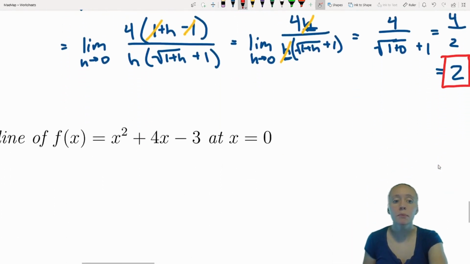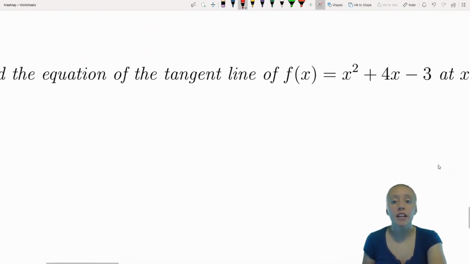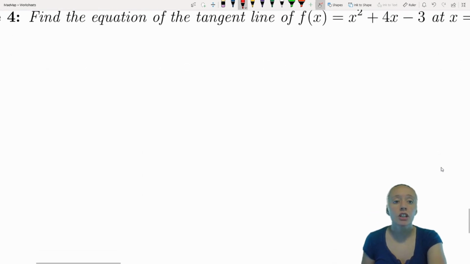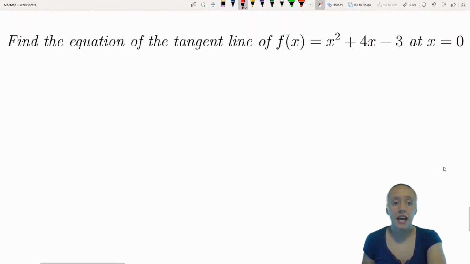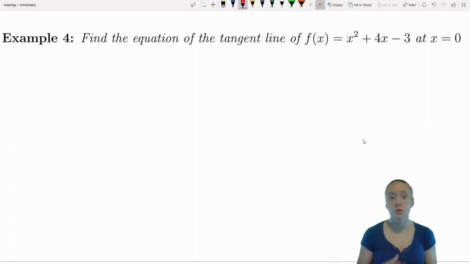Now just to get a little bit more practice in, we're going to find the equation of the tangent line again. We're going to use this method with h, and we're going to find the equation of the tangent line for f of x equals x squared plus 4x minus 3 at x equals 0. In order to write the equation of the tangent line, we need the slope of the tangent line, which is the derivative, and we need that point. So let's find that point first.